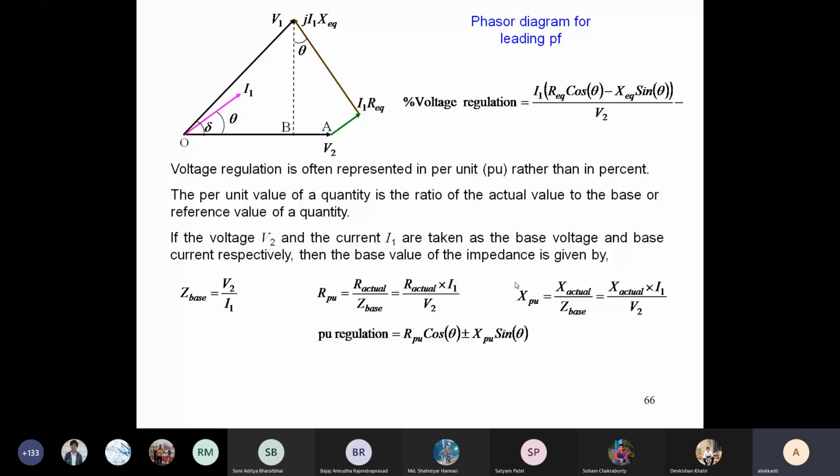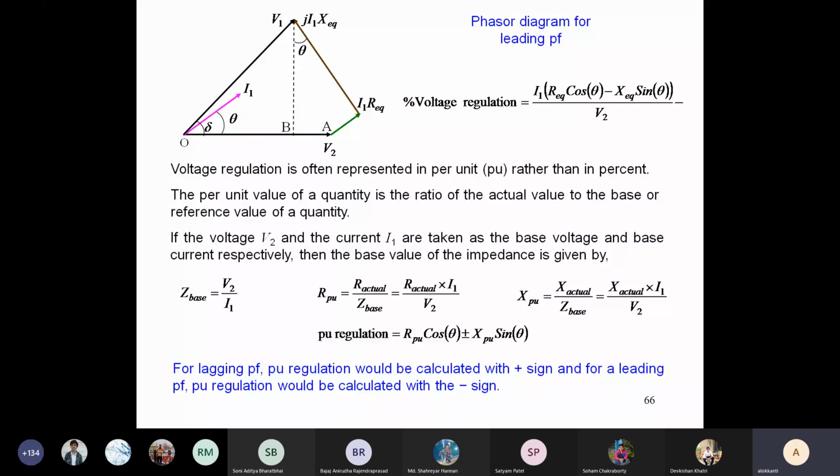For lagging power factor, you can see that for a particular value of theta, even the regulation value may be negative also. If your XPU sin theta value is greater than RPU cos theta for some leading load, then the regulation value may also be negative.